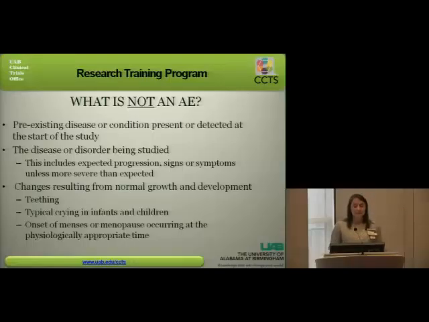A pre-existing disease or condition present or detected at the start of the study, the disease or disorder being studied. This includes expected progression, signs or symptoms, unless more severe than expected. Any changes resulting from normal growth and development, such as teething, typical crying in infants and children, the onset of menses or menopause after the physiologically appropriate time.